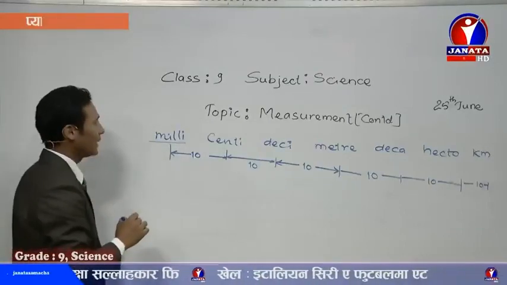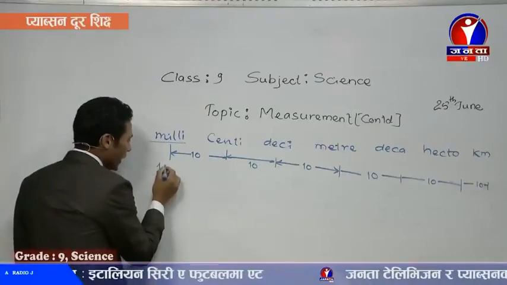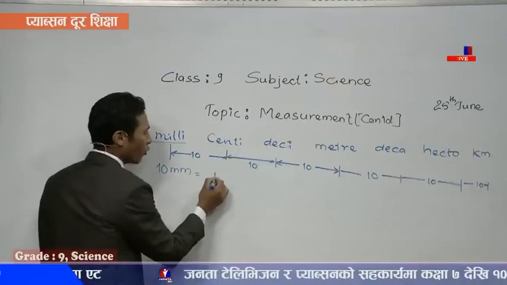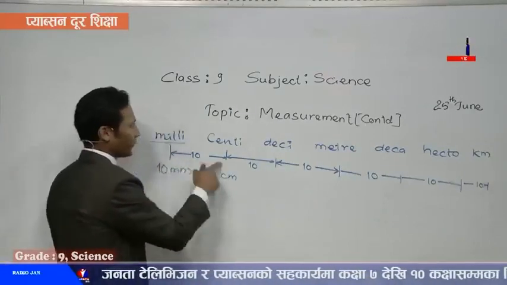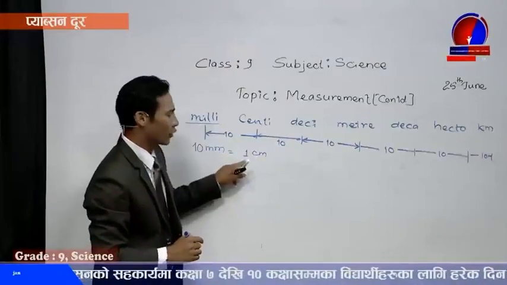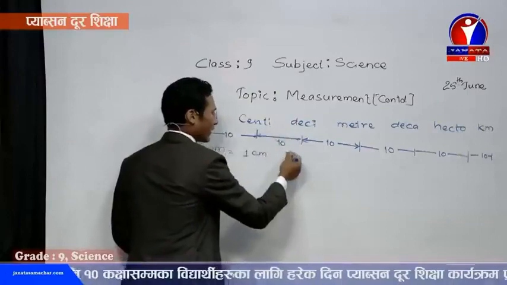Millimeter, right? Write down that mm also. So 10 millimeter equals 1 centimeter, right? There is a factor of 10 difference. That's why 10 millimeter equals 1 centimeter. Similarly, you can get this also.